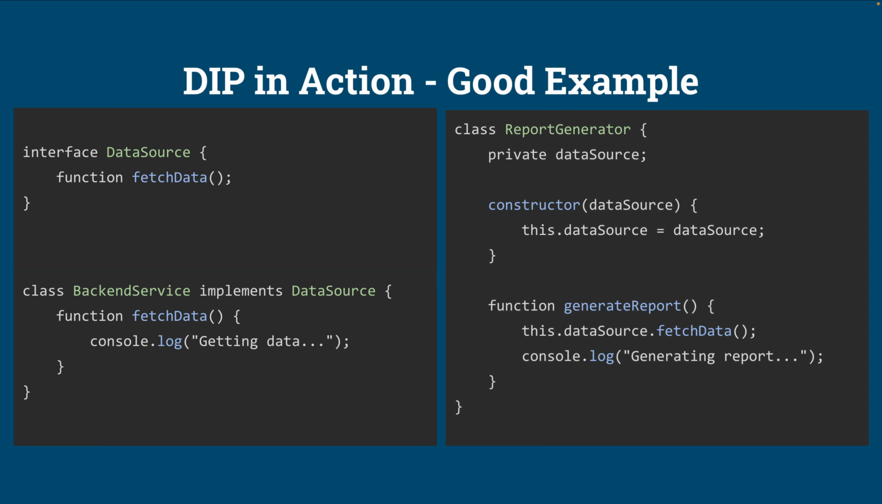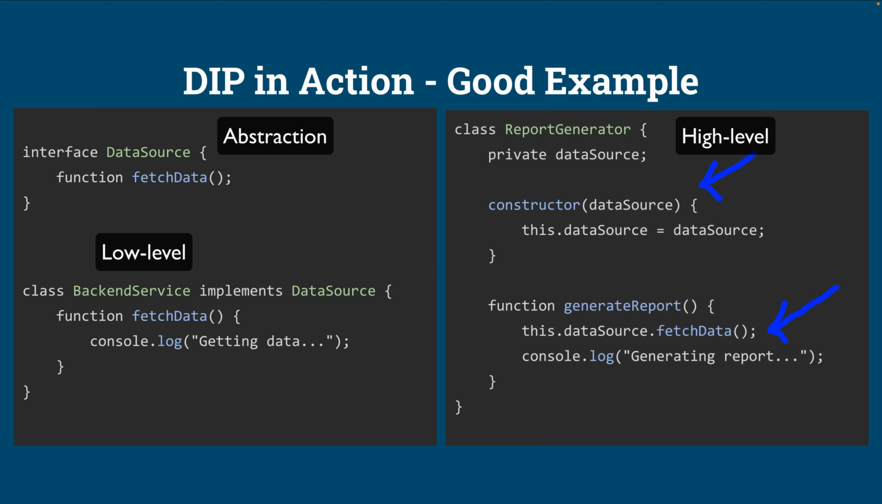Instead of creating the backend service directly, we pass in any object that follows the data source interface. So now report generator doesn't care where the data comes from. It just knows how to call fetch data, and that's the dependency inversion principle in action. We inverted the dependency. Now both the high-level and low-level modules depend on an abstraction. That makes our code easier to change, easier to test, and much easier to maintain.